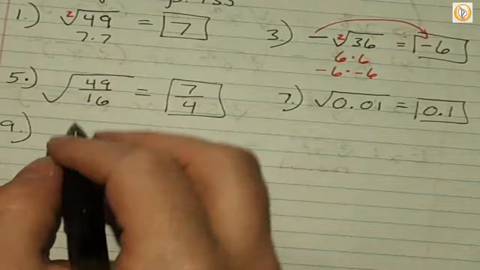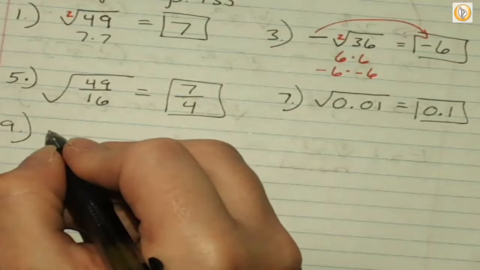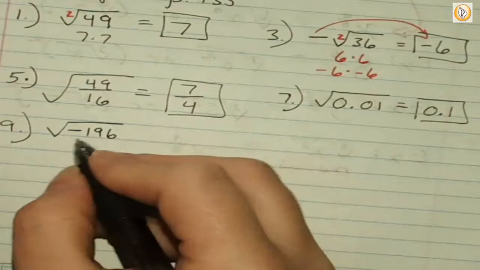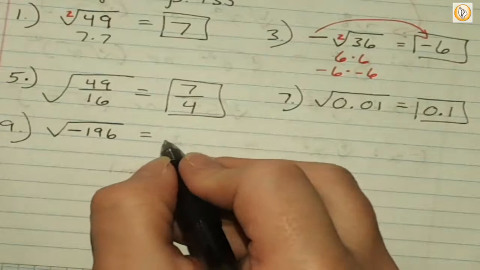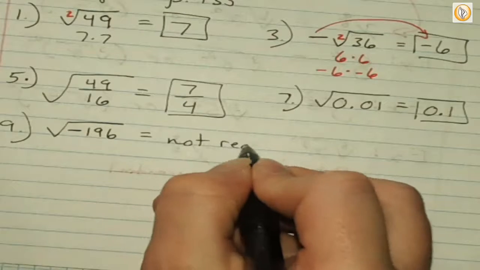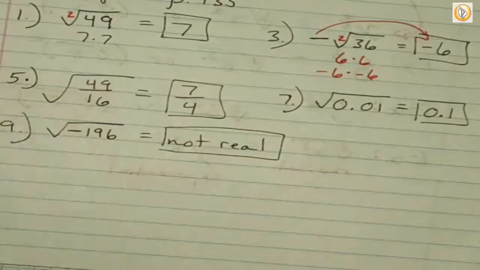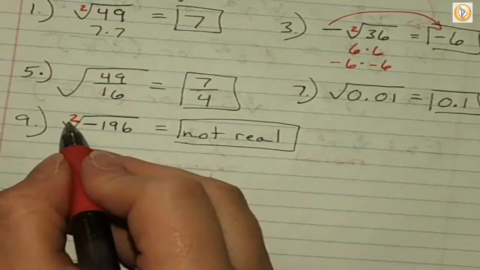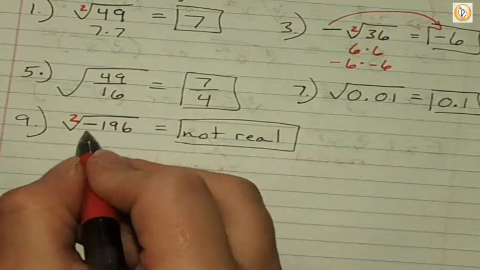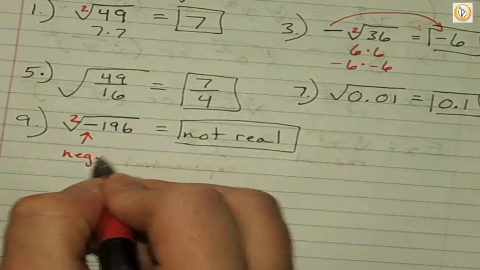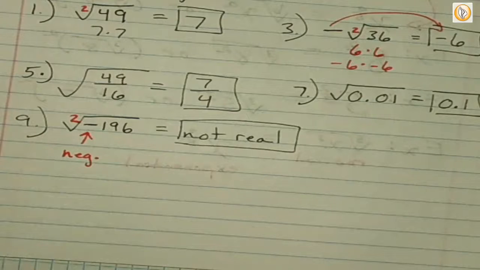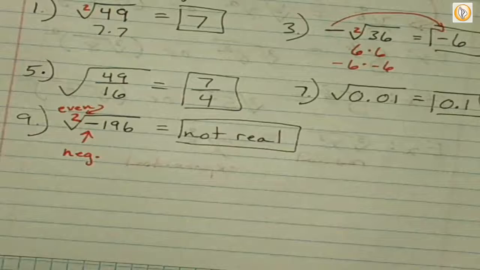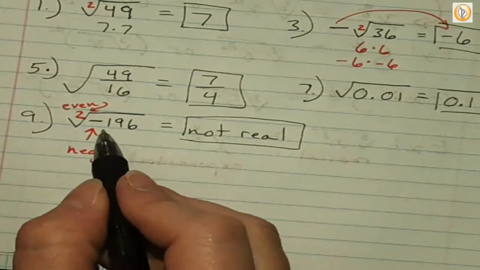Number 9. The square root of -196, she said, is not real. She's correct. Because this is even, and if we have an even index, there's nothing times itself that will get us a negative radicand. So if it's even and negative, it's not real.